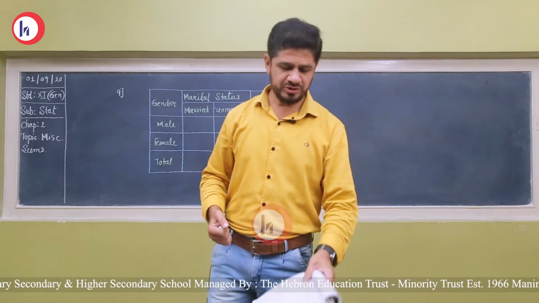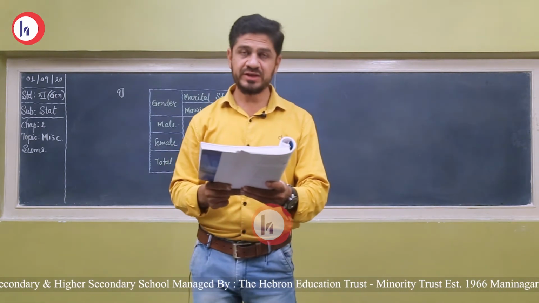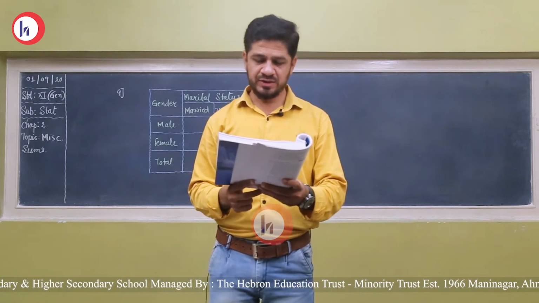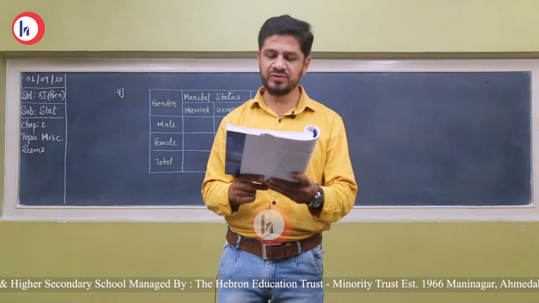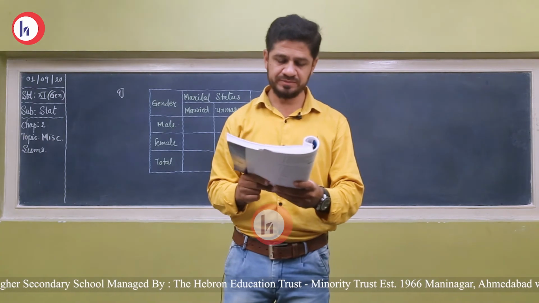Okay, now come to the next question. Question number 9. Out of 40 persons working in an office, 60% are females and the remaining 40% are males. 50% of males are married, whereas the ratio of married and unmarried females is 5:3. Present this information in a table.